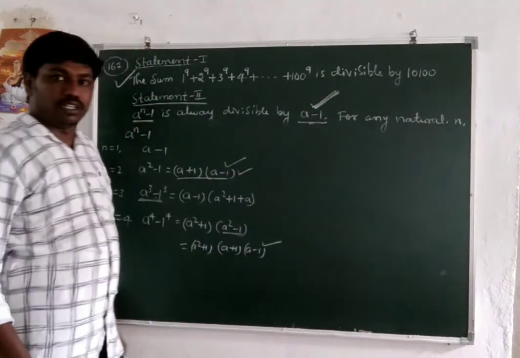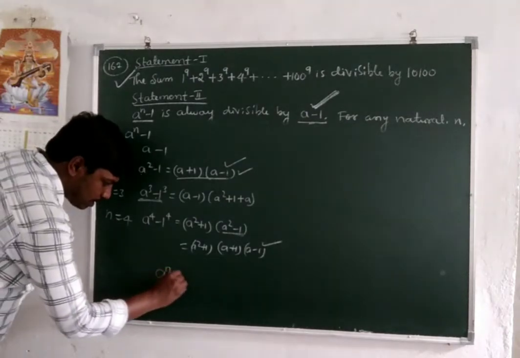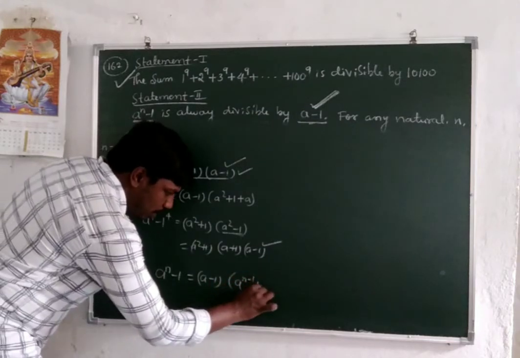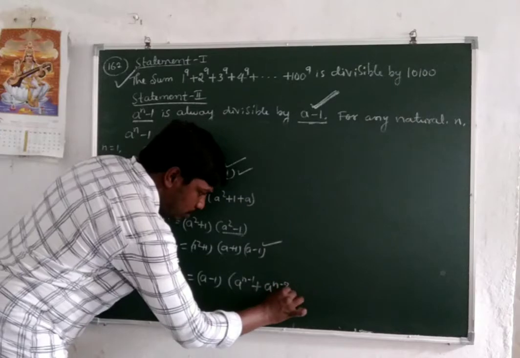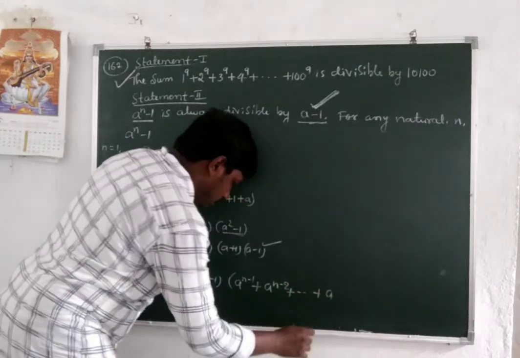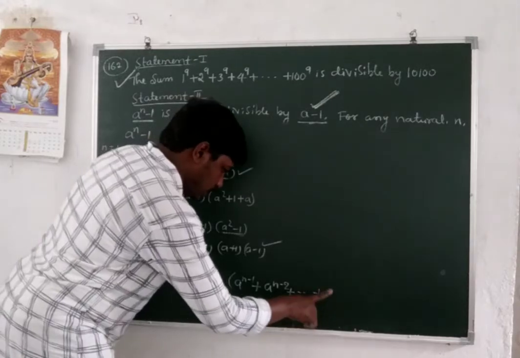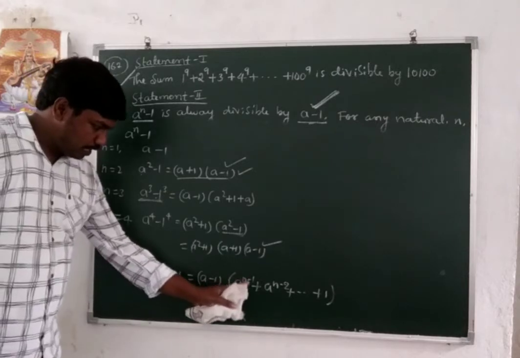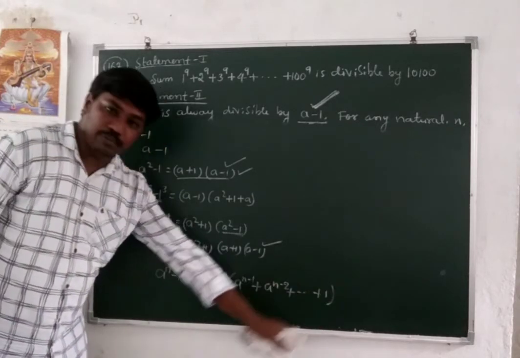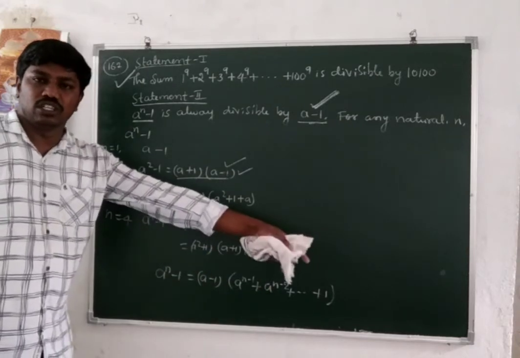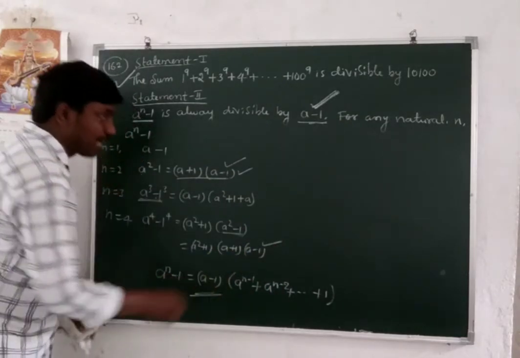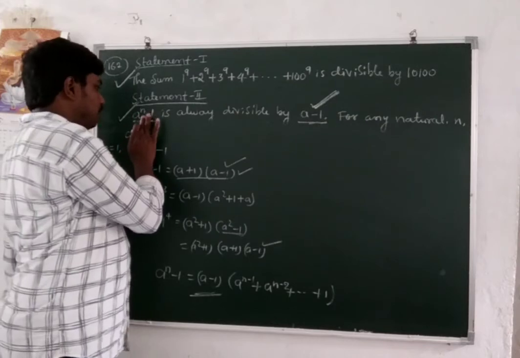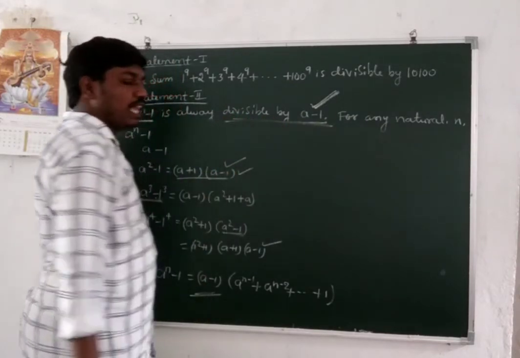In general, a power n minus 1 is equal to a minus 1 into a power n minus 1 plus a power n minus 2 plus and so on up to a power n minus n, which is a power 0, and a power 0 is 1. This is the a power n minus 1 formula. So a minus 1 is a factor of a power n minus 1. Therefore a power n minus 1 is always divisible by a minus 1.